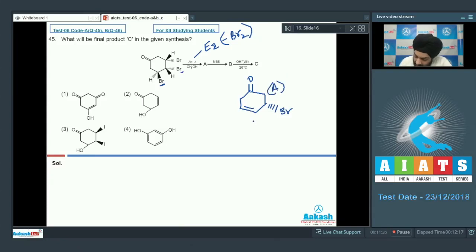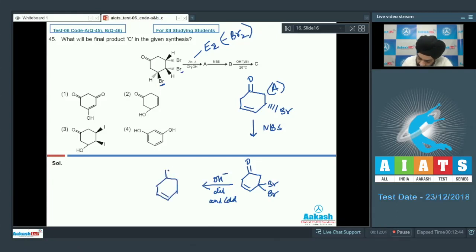Now the product A is allowed to react with NBS. So the NBS will lead to the formation of a geminal dibromide. And when it is subjected to hydrolysis in the basic medium, OH minus dilute and cold, it is going to lead to the formation of a ketone over here. We know that geminal dihalides on hydrolysis lead to formation of carbonyl compounds.